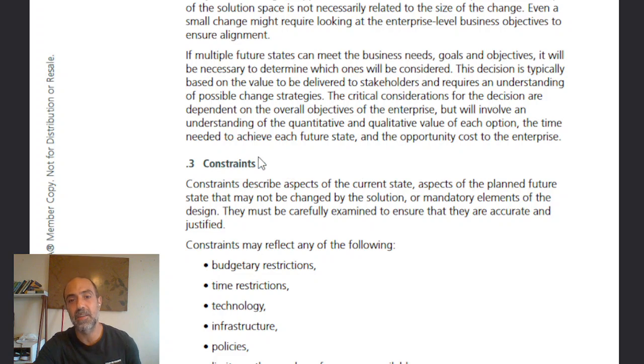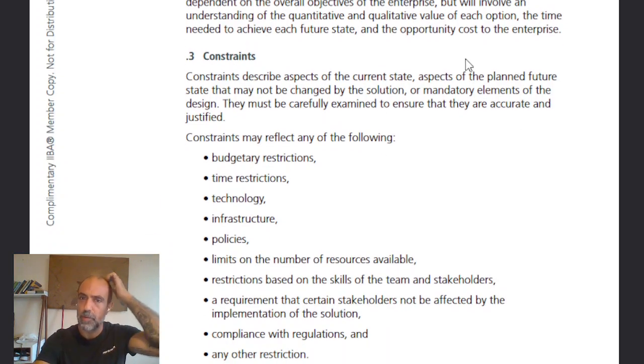The time needed to achieve each future state, because time as well is a constraint that we always have to consider, because ultimately if you want to do something and it takes a year instead of 6 months, maybe at the 6 month mark you are still in the market, and after a year you're no longer valid because the market changes quickly. And the opportunity cost to the enterprise. Opportunity cost is literally, what are we missing if we dive into this? So that could probably be qualitative and quantitative at the same time.